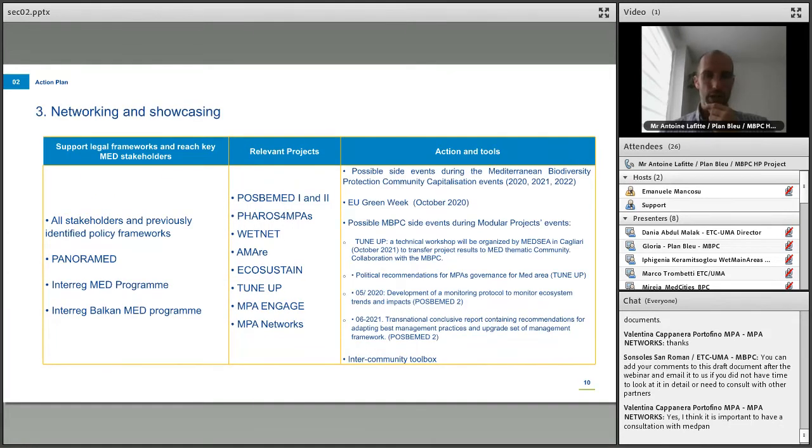Regarding networking and showcasing, we are also proposing a series of actions and tools, some possible events, side events during the Mediterranean Biodiversity Protection Community Capitalization event. The first of them will be the European Green Week, as I said, in October 2020, and we are preparing a concept note for that. We are also proposing some possible side events we have identified within the frame of modular project events. So it's just a proposal, some ideas here, and we would like to hear from you.